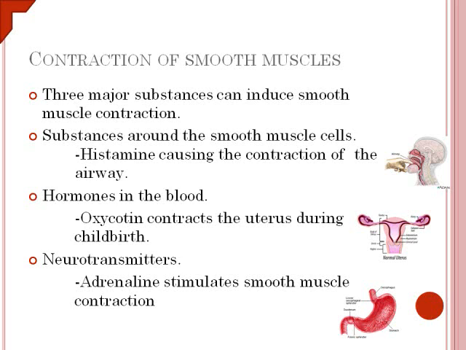3 major substances can induce smooth muscle contraction. The first one is substances around the smooth muscle cells. An example is histamine causing the contraction of airways. A second example is hormones in the blood. Oxytocin contracts the uterus during childbirth. A third smooth muscle contraction trigger is neurotransmitters. An example is adrenaline that stimulates smooth muscle contraction.